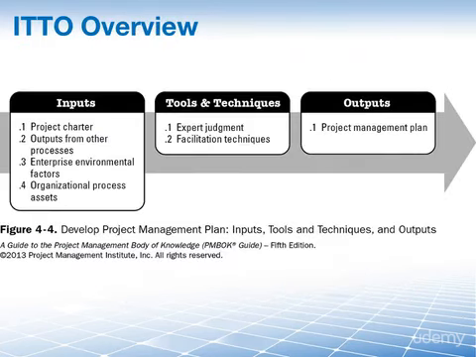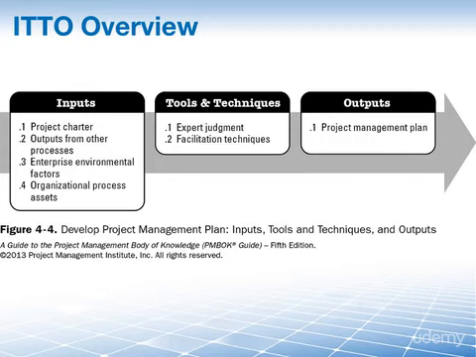To see the big picture of this process, let's take a closer look here at figure 4-4 from the PMBOK Guide, the official ITTO figure from the guide. So, to develop the project management plan, or integrated master plan, if you want to think of it that way, the process here takes the outputs from all the other planning processes, as well as our project charter with which we initiated the project. We'll add enterprise environmental factors on top of that.